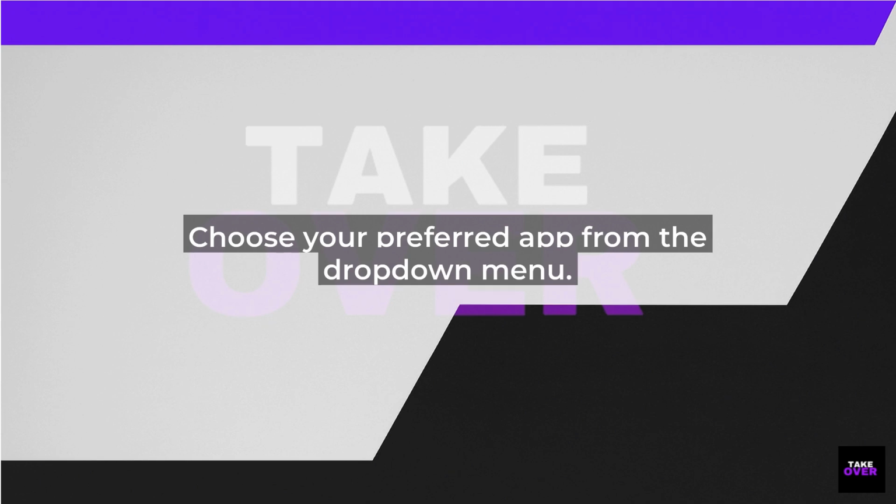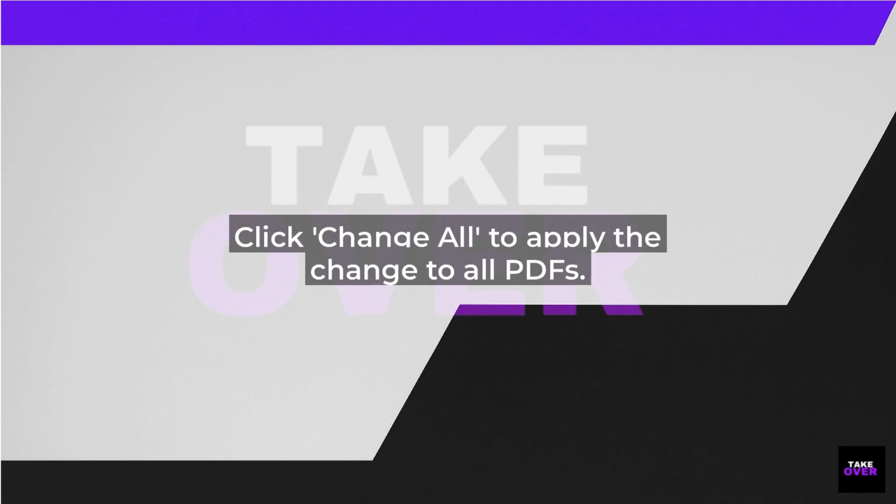After you've made your selection, look for the button that says Change All. Click it, and a confirmation dialog might pop up. Just confirm your choice, and boom, it's done. From now on, every PDF file you open will use this new app. If you ever want to revert, just repeat the process and pick your original app.